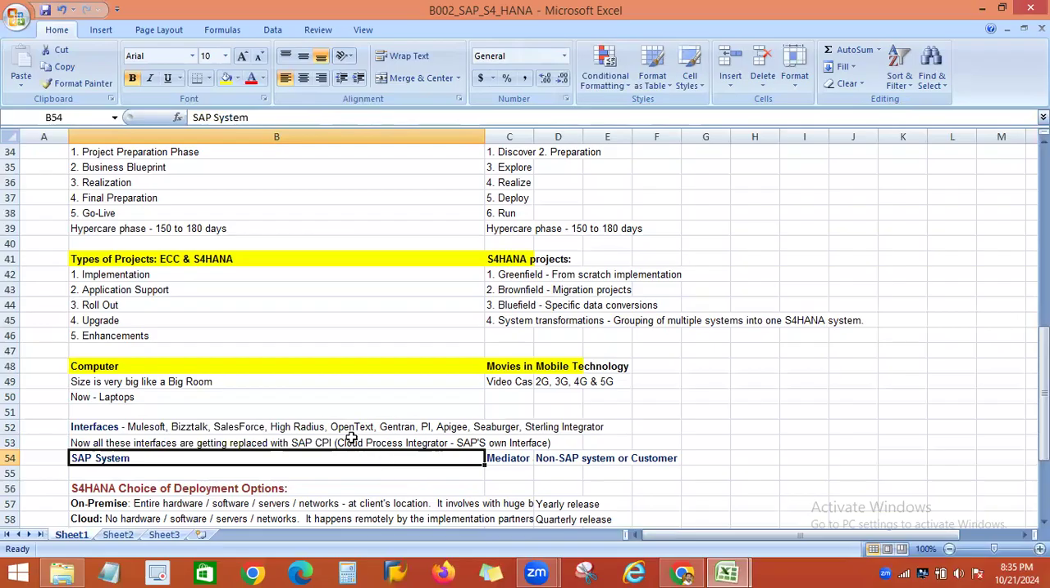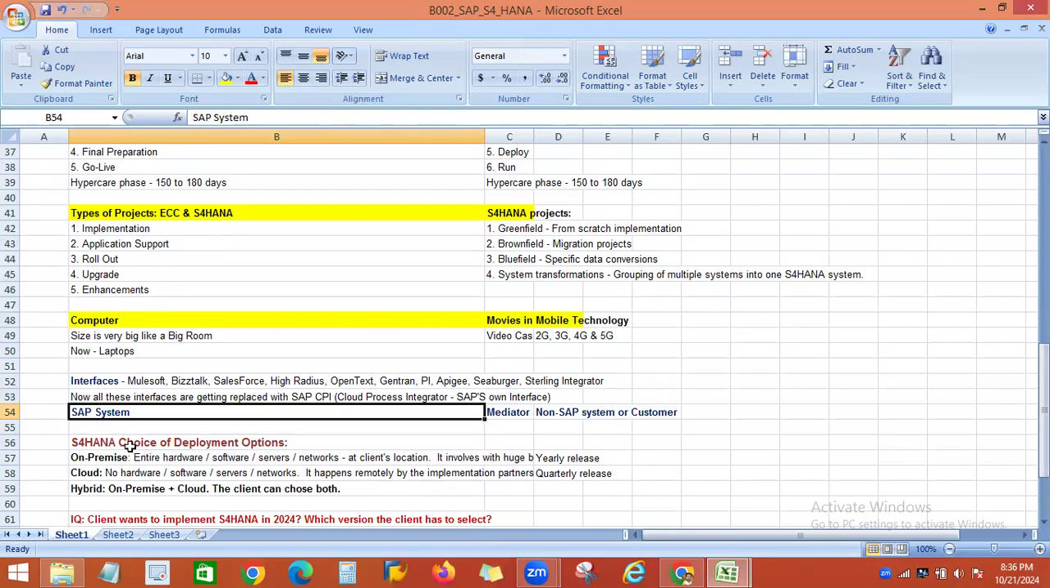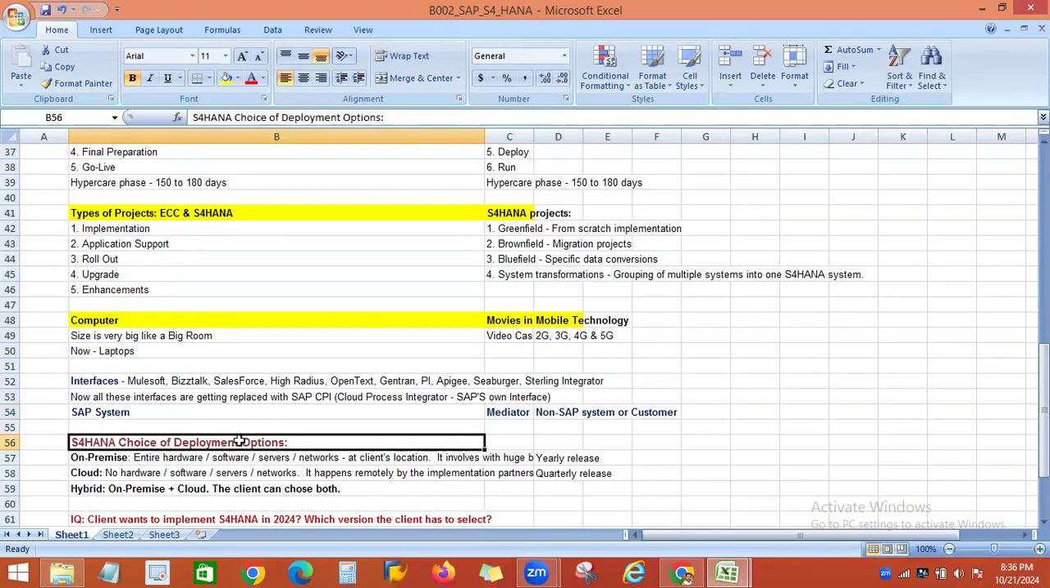So SAP is required to communicate with non-SAP systems, or SAP is required to communicate from SAP to SAP systems. Here, this is one of the big changes in SAP because of SAP S4HANA, as I already told you. And one more thing: now, the SAP S4HANA choice of deployment options.